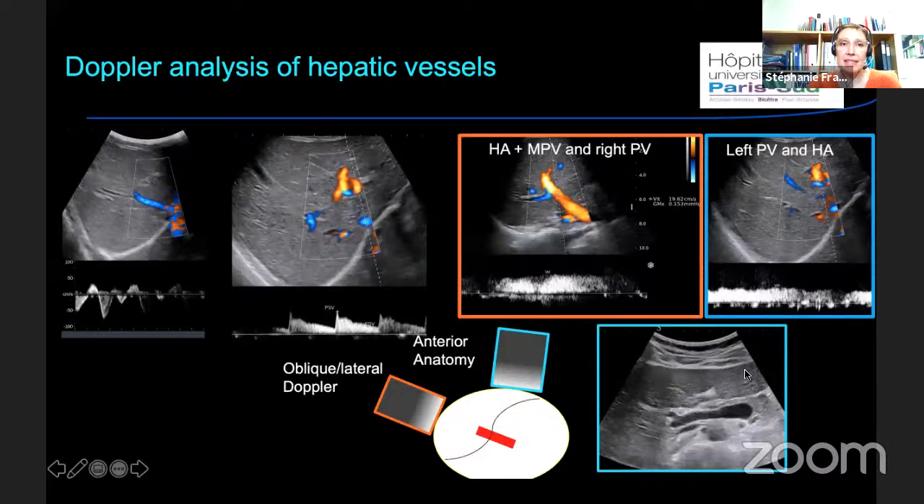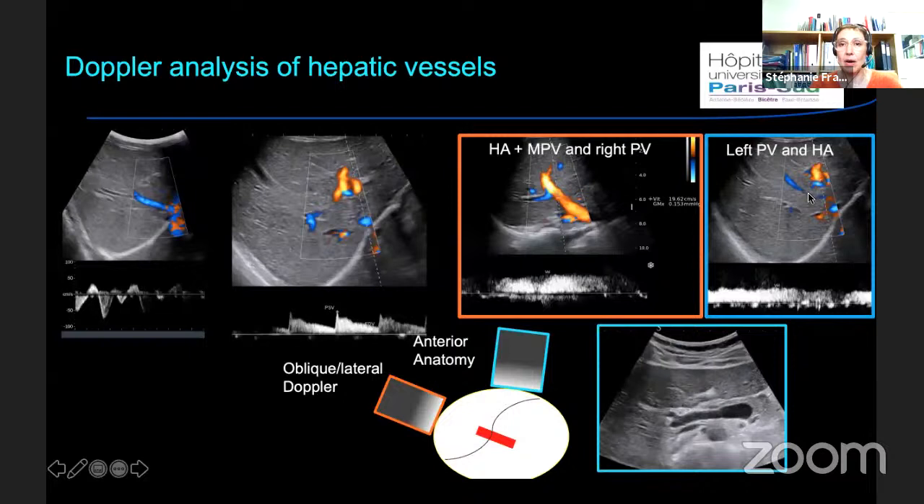For Doppler analysis, I won't go into detail through the usual triphasic spectrum of the hepatic vein, the visceral spectrum of the hepatic artery. You have to know that if you want a good study of the main portal vein and the right portal vein, you should get an oblique view to have a very low angle between the vessel and the probe. But if you want to study the anatomy of the main portal vein, then you should use an anterior view to be perpendicular to the main portal vein. And this is also a good way to get the left portal vein and its arteries.